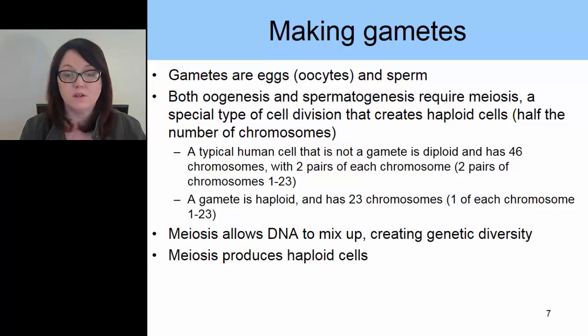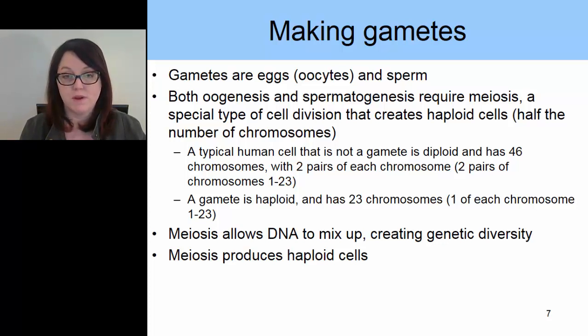In this video, we're going to take a look at the female gametes and trace the path of the female gamete. So gametes, of course, include eggs and sperm. Eggs are also called oocytes. The process of making eggs is called oogenesis, and the process of making sperm is called spermatogenesis. And both these processes require a special type of cell division called meiosis.